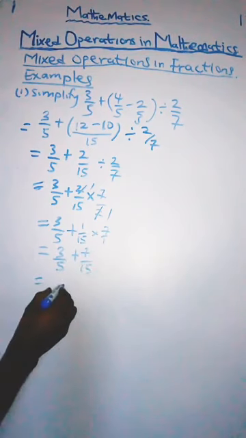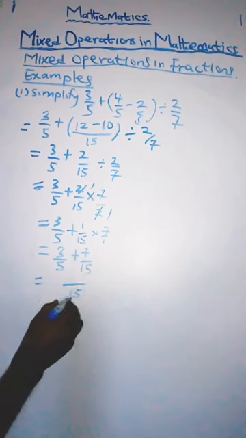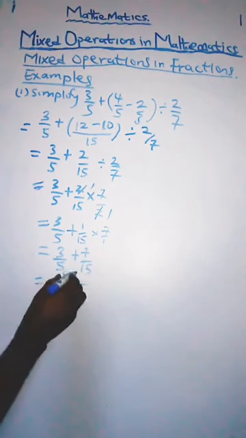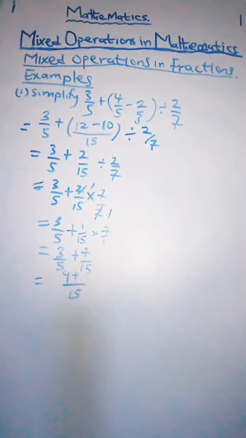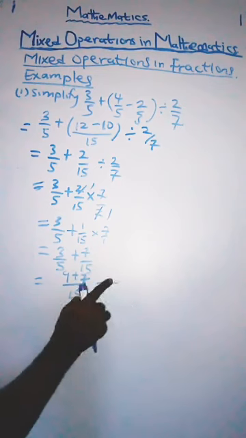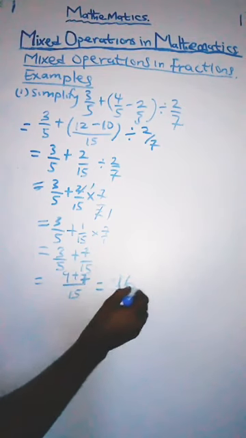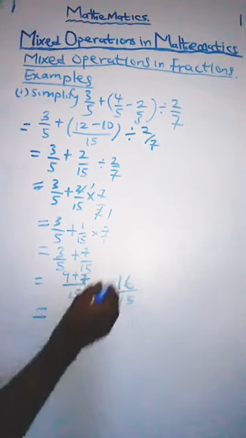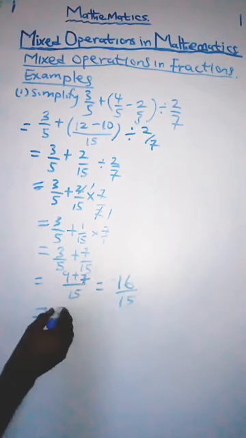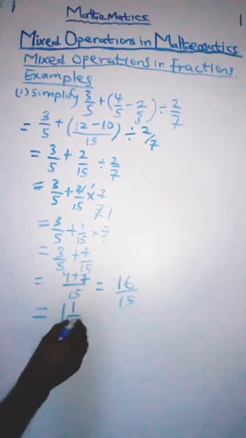So the LCM of 5 and 15 is 15. 5 in 15, 3 times 3, 9. 15 in 15, 1. 1 times 7, 7. Right? We now have 9 plus 7, that is 16 over 15. So our final answer, this is an improper fraction. We change it to a mixed number. 15 in 16, 1. 1 and 1 over 15.